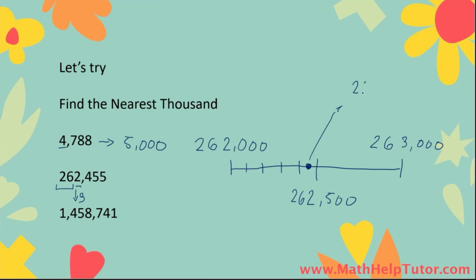That's 262,455. So since our number comes before 262,500, we know that it is much nearer to 262,000 than it is to 263,000. So the answer to the nearest thousands for our number is 262,000.